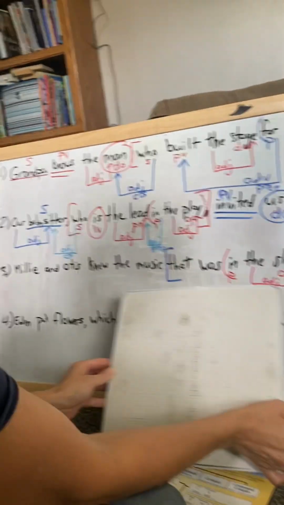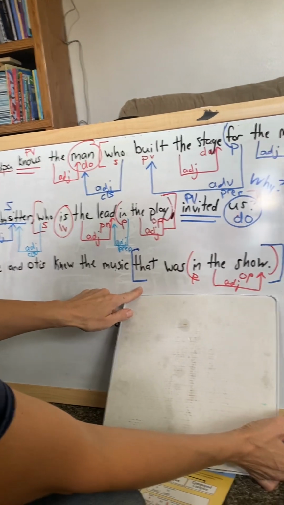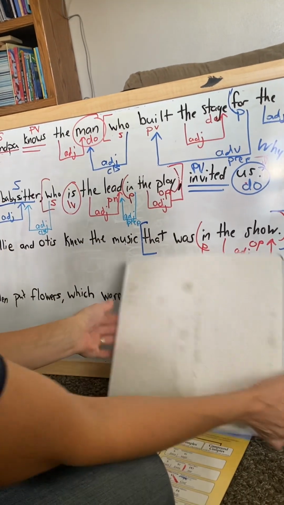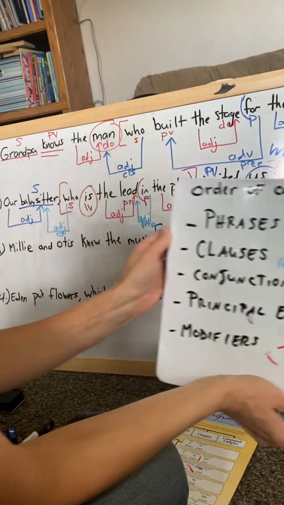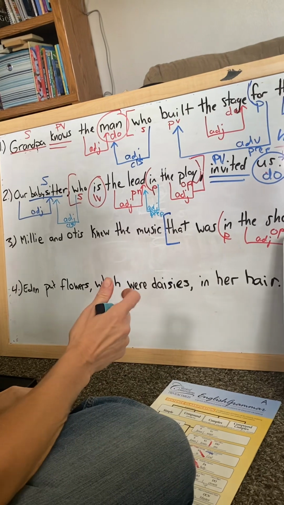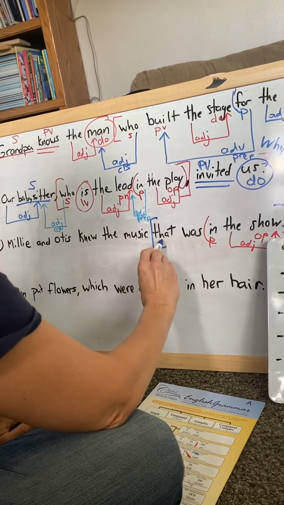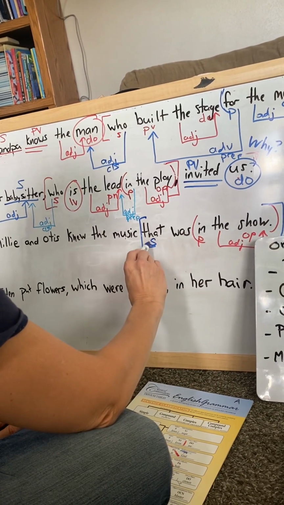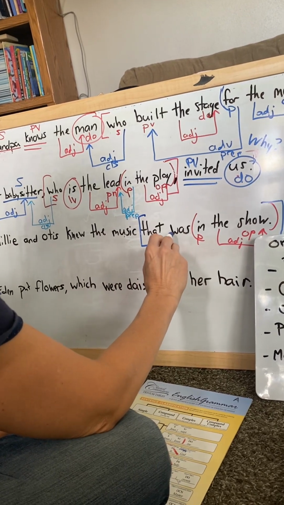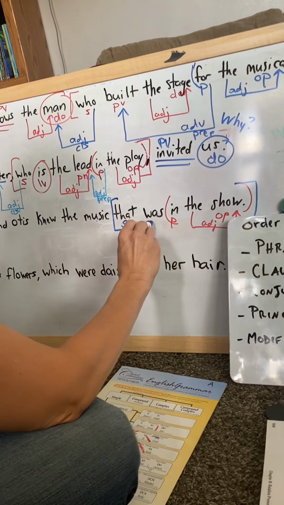Sure. This is our adjectival clause because it's just telling us more. It's adding more information, telling us more. So that is our subject because it is a pronoun, right? Our subject pronoun. Was is our predicate verb.